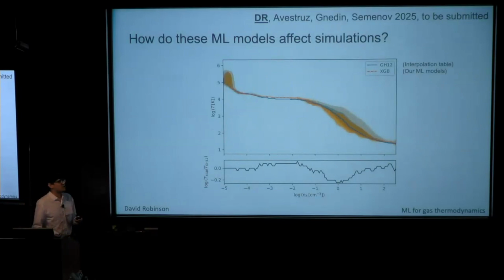Our machine learning model is shown in the dashed orange line. The existing interpolation table approach is shown in the blue line. The shaded regions are showing the spread of the temperature in each density bin. We find that in general, these look pretty similar, but there's this region from about 10 to the minus 3 to 10 to the minus 1 in the number density where our machine learning model actually predicts a significantly hotter gas. So I'm excited about this, and I look forward to the paper being up soon.